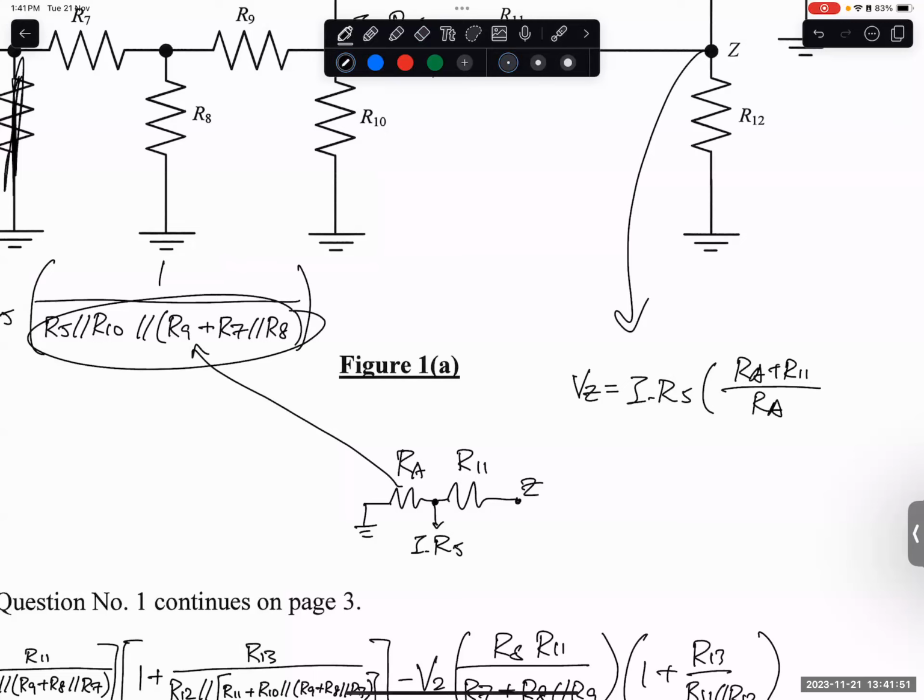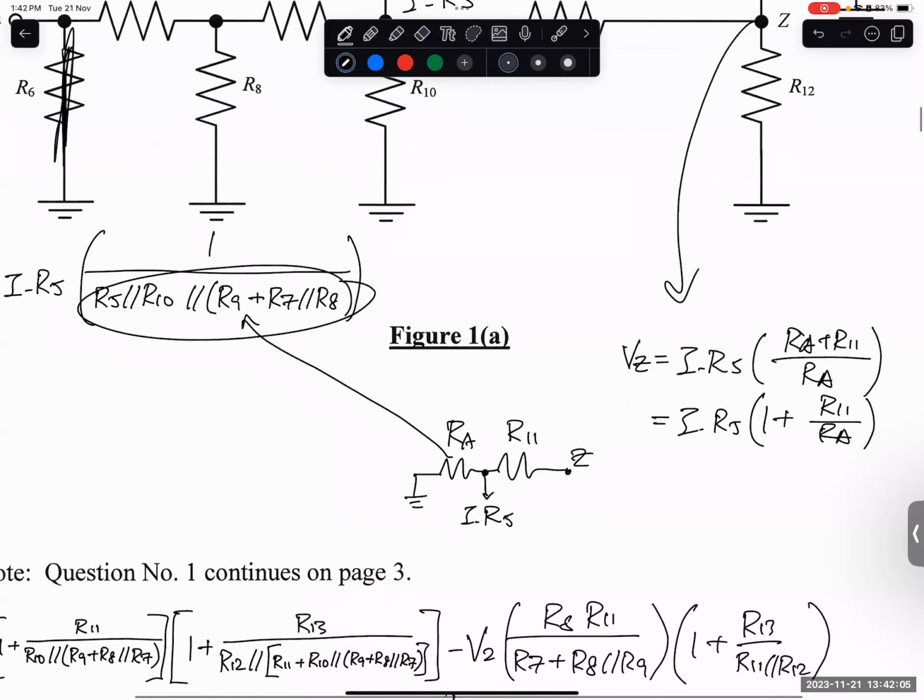Over RA. Yeah, it's actually over RA. Okay, equals to I minus R5. This one, right, that is 1 plus R11 over RA. Can you see where I'm coming from? So RA I just plug in only, so I can find VZ.